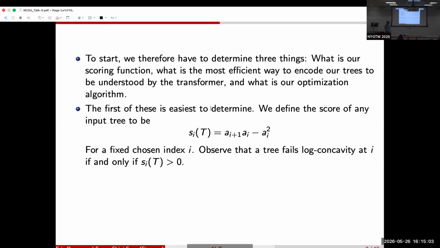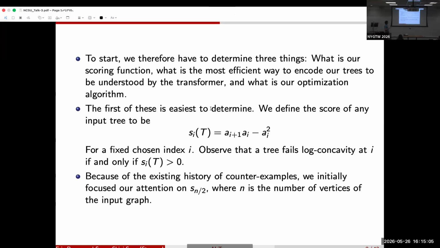Okay. So now, because of the existing history of counterexamples, we initially focused our attention on the specific scoring function S_{n/2}, where n is the number of vertices of the input. Again, in all previously known counterexamples, breakage happened at n/2 or near n/2.